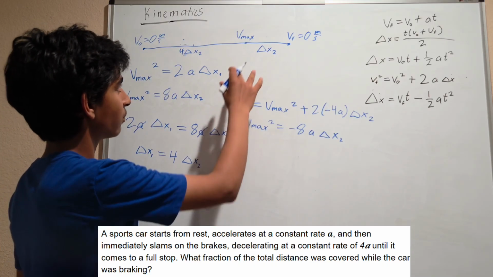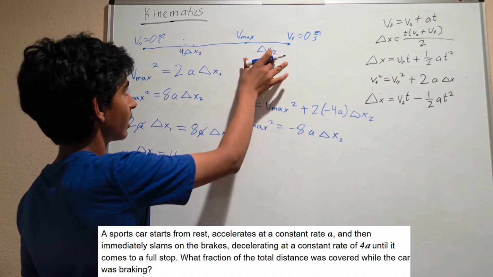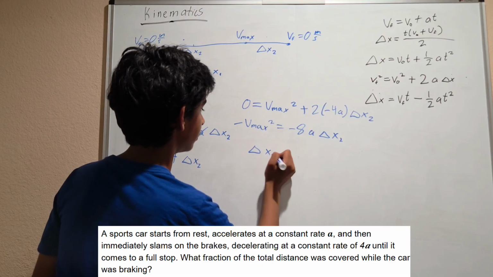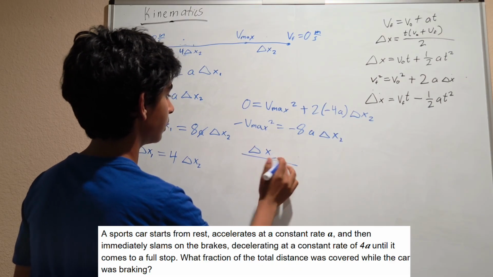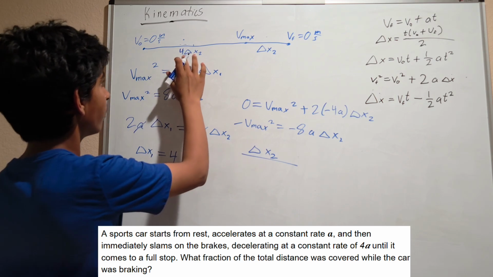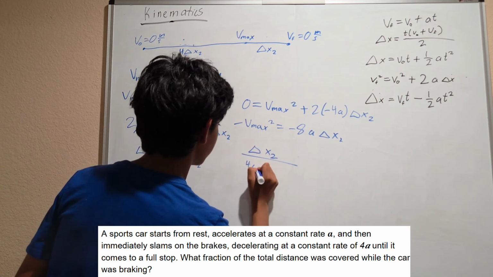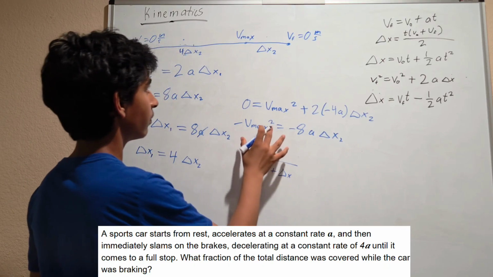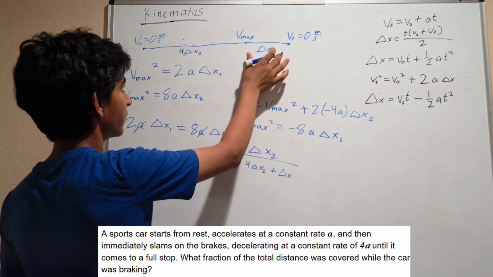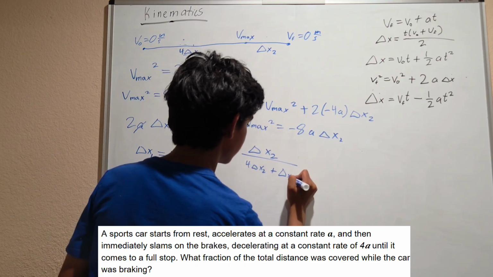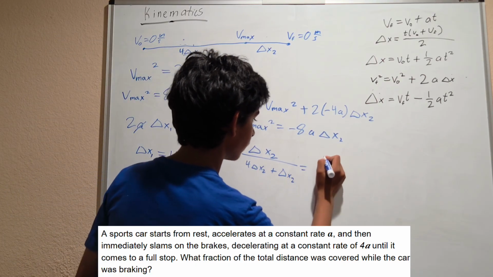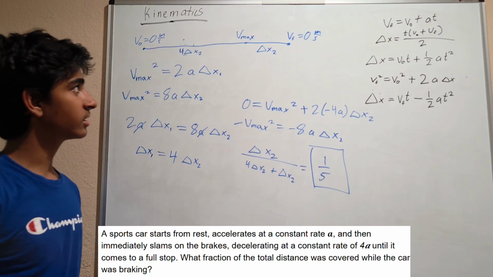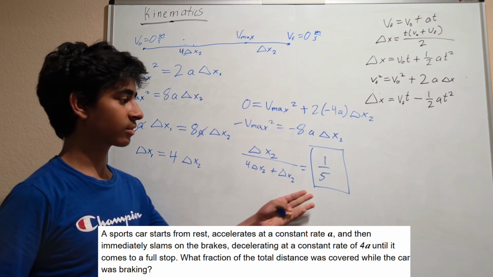And this means the fraction of the displacement that was spent decelerating is delta x2 over 4 delta x2 plus delta x2, since the fraction is just this deceleration portion over the total portion. And this is just equal to 1/5. So the portion of the distance that was spent decelerating is 1/5 of it.